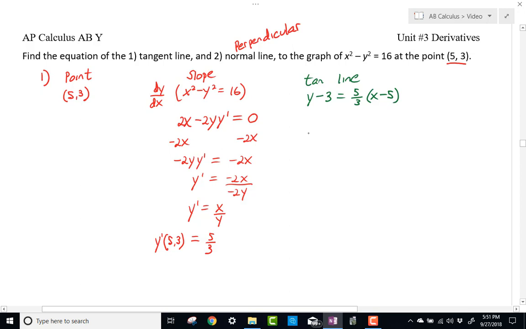The normal line is going to go through the same point. So the normal line needs a slope and a point. My point, again, is 5, 3. My slope, however, because it's perpendicular, is going to be negative 3/5. And then I just plug in again. Y minus 3 equals negative 3/5 times x minus 5.